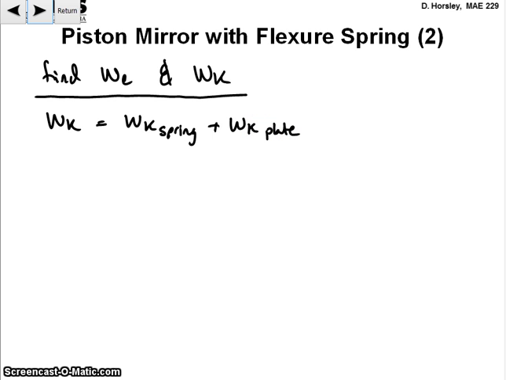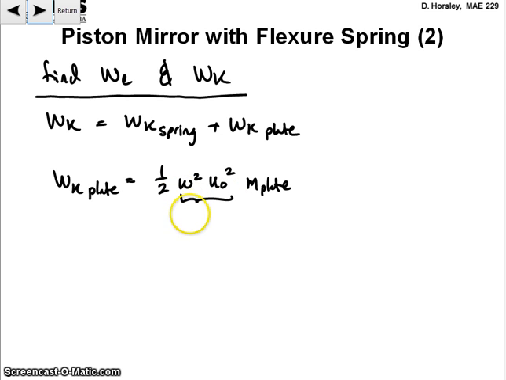Okay, and that one's easy to calculate. So let's start with that. So I'm going to write KE for the plate. So that's just 1/2 omega squared U naught squared times the mass of the plate. Okay? So remember, the idea here is that this is the velocity amplitude.